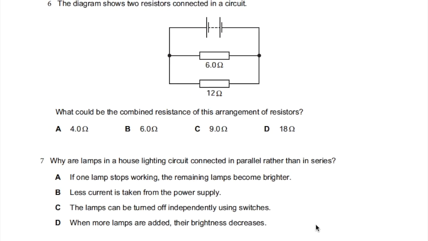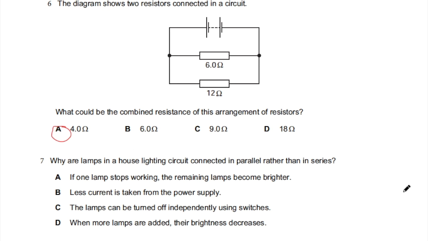Now question 6. This question has a calculation. What could be the combined resistance of this arrangement of resistors? Now we can see the 2 resistors are connected in parallel, so you must use the formula to calculate the resistance in parallel. 6 multiplied by 12 upon 6 plus 12, that's a simple formula, so the correct answer would be A, 4 ohms. As I said, I'm not going through the calculation, it's very simple. 6 times 12 upon 6 plus 12 will give you 4 ohms.